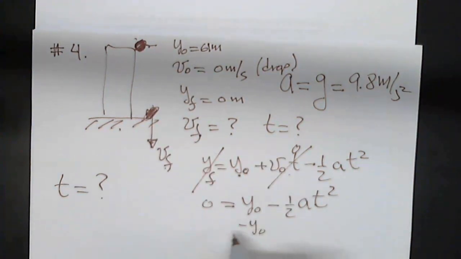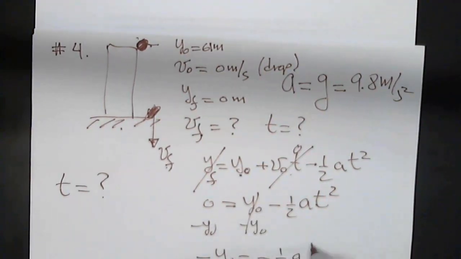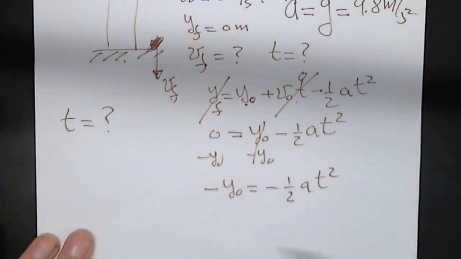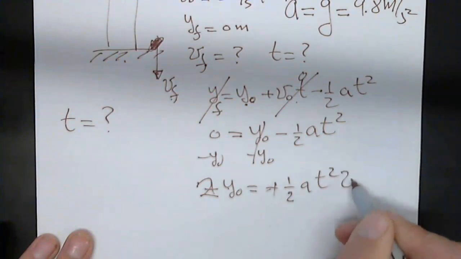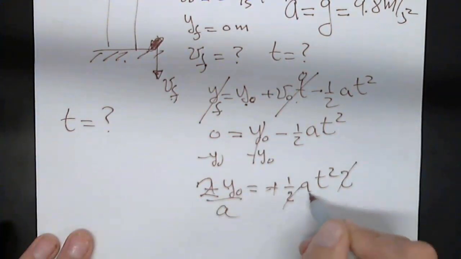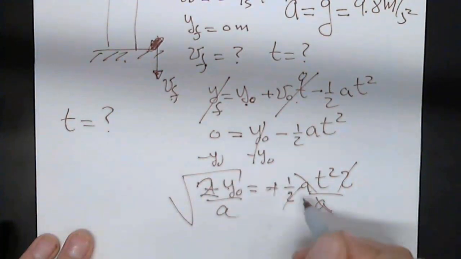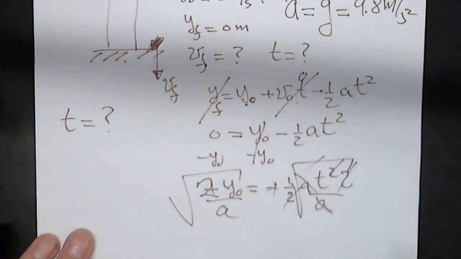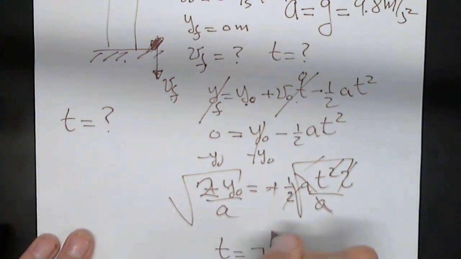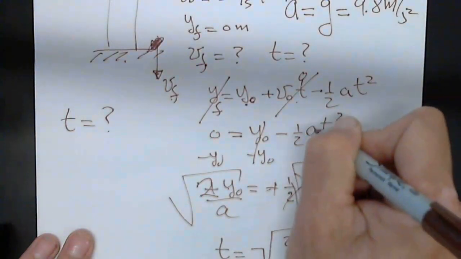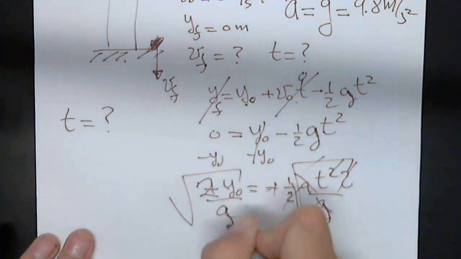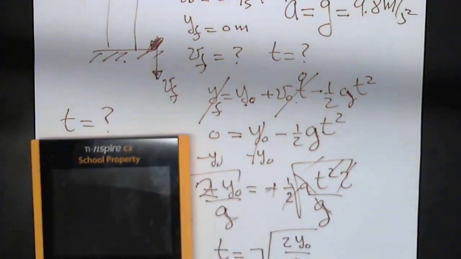So you minus y naught. So minus y naught equals negative 1/2 a t squared multiplied by negative, and the negatives cancel out. So you multiply by 2. So get rid of the negative, multiply by 2, divide by a, and take a square root. If you do all those steps, time is the square root of twice the height divided by the acceleration, which is g. We could go ahead and calculate that.